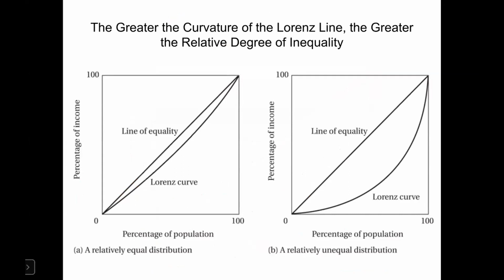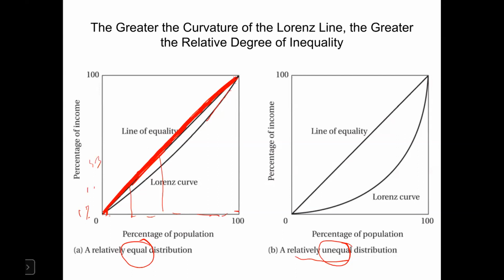To understand that, we can look at two possible distributions. A is a relatively equal distribution, and B is a relatively unequal distribution. To help you understand why B is relatively unequal, think about the extreme case. Say you have a Lorenz curve exactly equal to the 45-degree line. What does this mean? Everyone has the same amount of income. The poorest 1% of households have 1% of income, the poorest 10% have 10%, the poorest 30% have 30%. That just means every individual has the same income, so that is absolute equality.